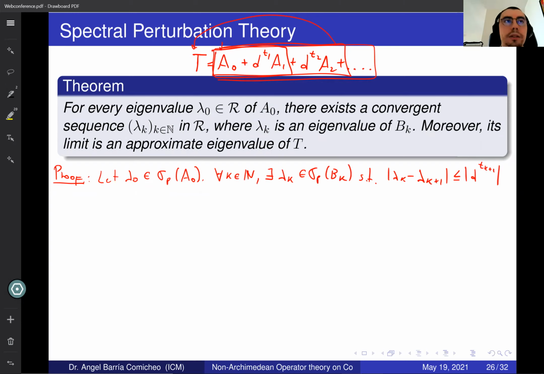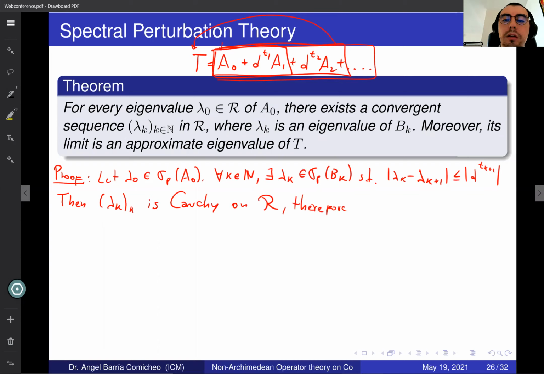So this tells us that the sequence of eigenvalues is Cauchy. Then this sequence is Cauchy on the Levi-Civita field, which is Cauchy complete. Therefore, we have a limit. It's convergent to some, let's call the limit lambda, on the Levi-Civita field.